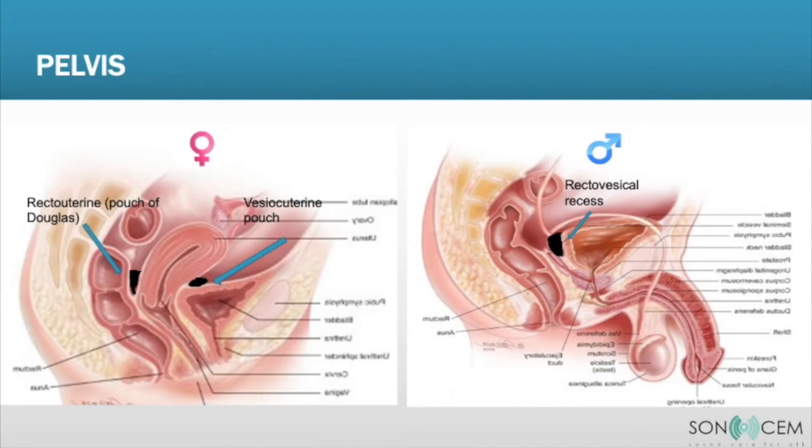Now we move to the pelvic view. For the pelvic view in a female, fluid tends to accumulate at the pouch of Douglas, which is behind the uterus, before it accumulates anterior to the uterus. In male, the fluid tends to accumulate at the rectovesical recess.